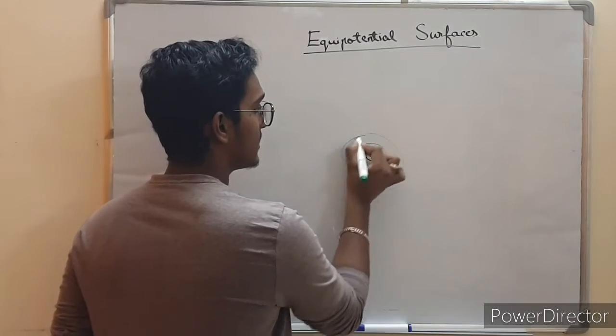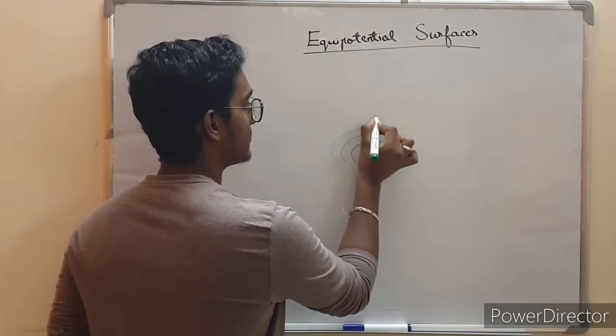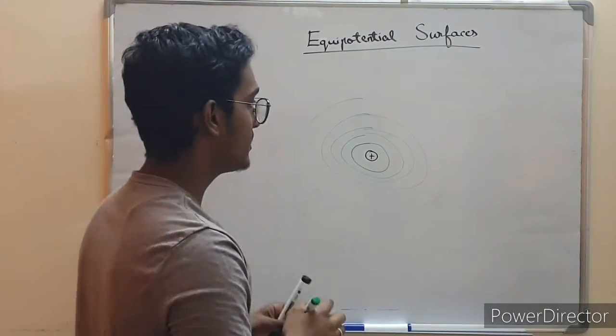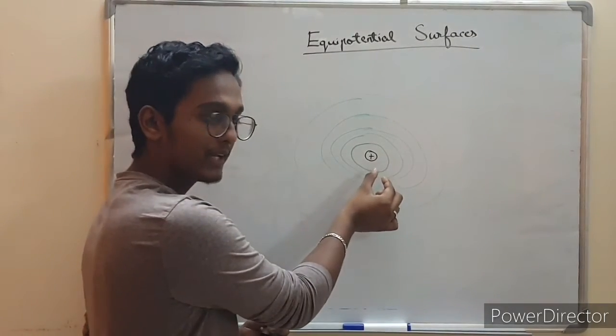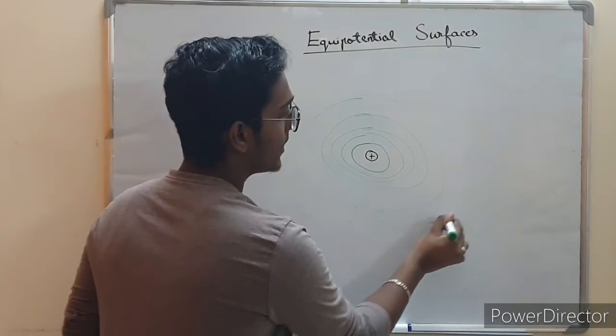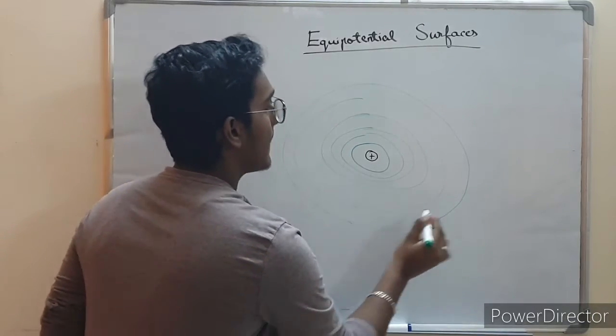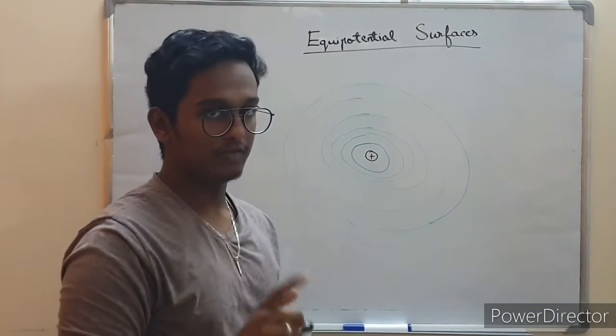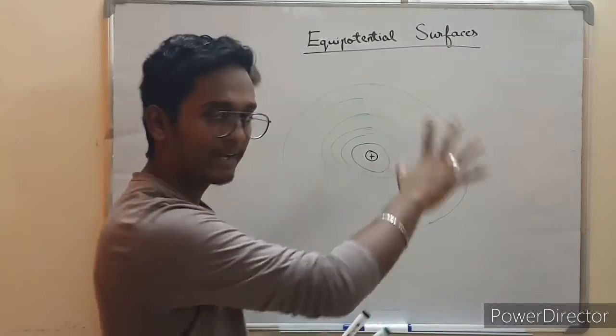This is a surface, this is a surface, this is a surface. As you notice, they are more closely packed from the beginning, closer to the charge, and as you move out, they become more widely packed. So these are called equipotential surfaces. Each one of them is an equipotential surface and not the entire arrangement.